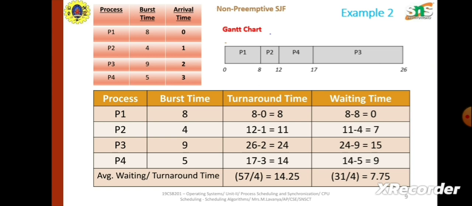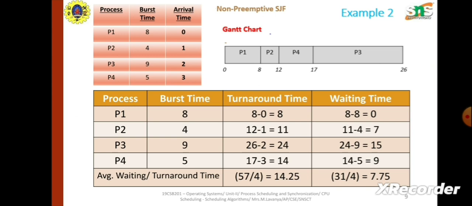P4 starts its execution at the time of 12 milliseconds, and 12 plus its burst time 5 equals 17, which is the completion time of process P4. After that, process P3 will be allocated for its CPU execution. The process P3 starts at 17 milliseconds, plus its burst time 9 equals 26, which is the completion time of process P3. Then using this Gantt chart, we will be finding the turnaround time and waiting time.